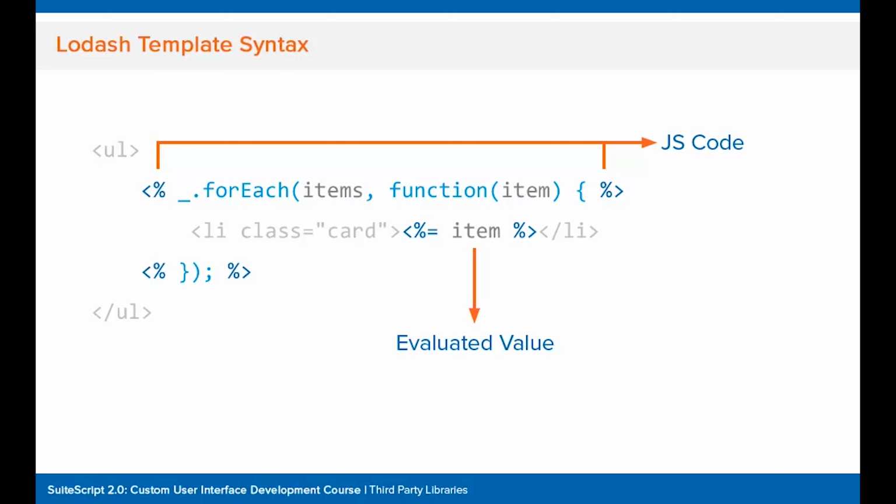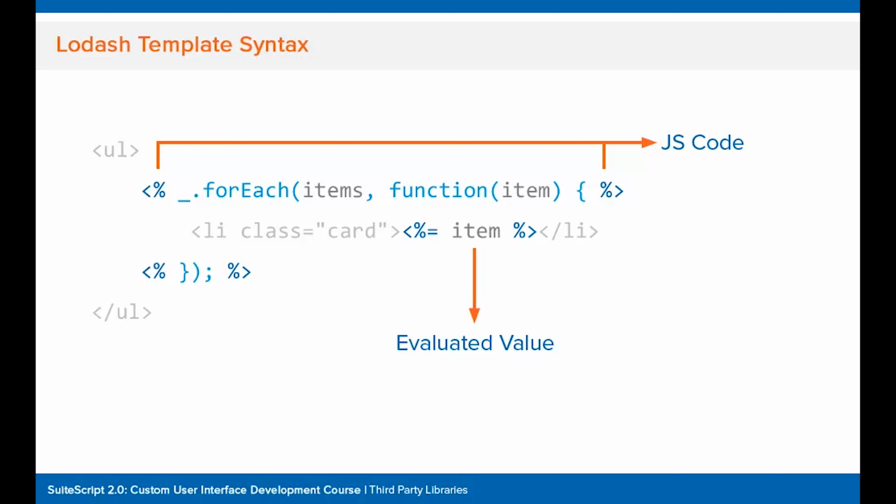For example, here, if I want to extract the value of the item so that I can use that inside my HTML tag, I need an open angle bracket, a percent sign, an equal sign, and then the name of the variable, and then close that as regular. So percent sign, then close angle bracket. Again, that will be used if you want to use that particular value.